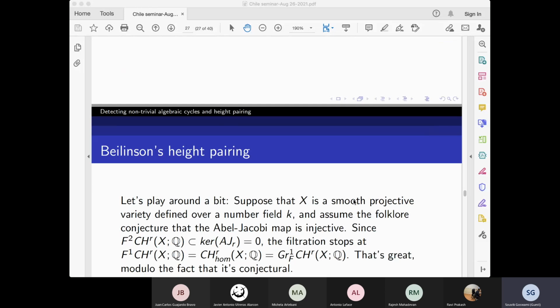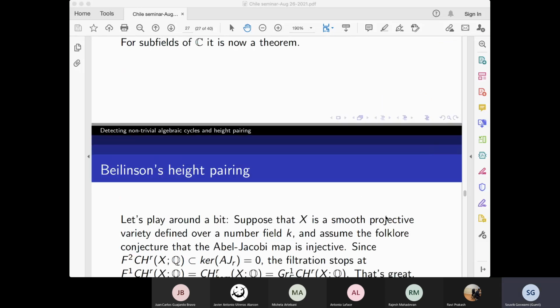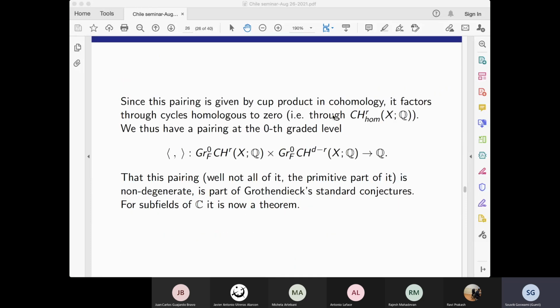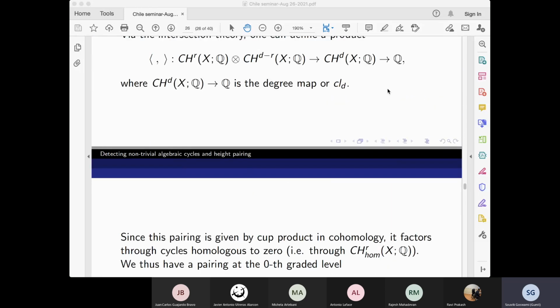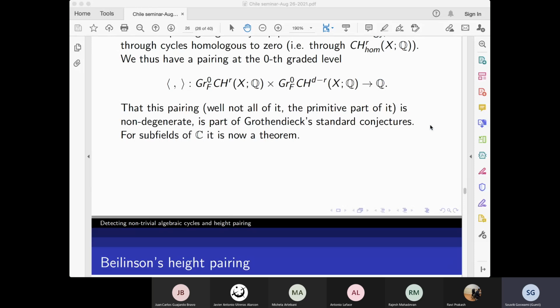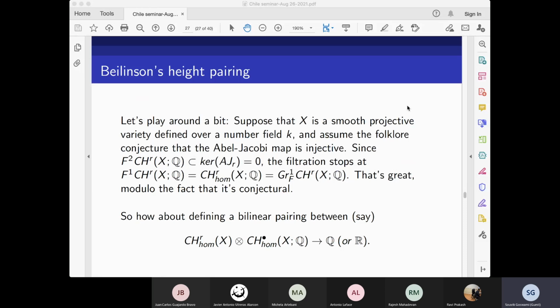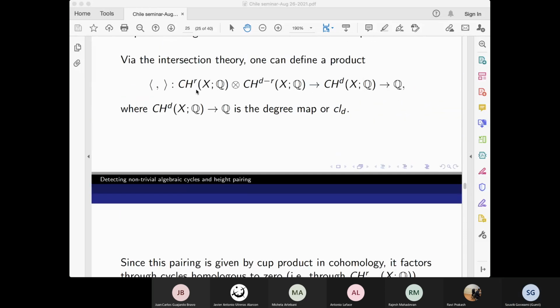good. So we have reached the height pairing part. So once we have this pairing at the level of Chow groups, you see that the problem here is that this pairing doesn't detect cycles which are homologous to 0 because it simply takes them to 0. So is there a way to define a pairing at the level of Chow groups of cycles which are homologous to 0? So instead of CH^r, you want to take CH^r_hom and a suitable complementary codimension against CH^r_hom of cycles homologous to 0 and try to define a pairing.